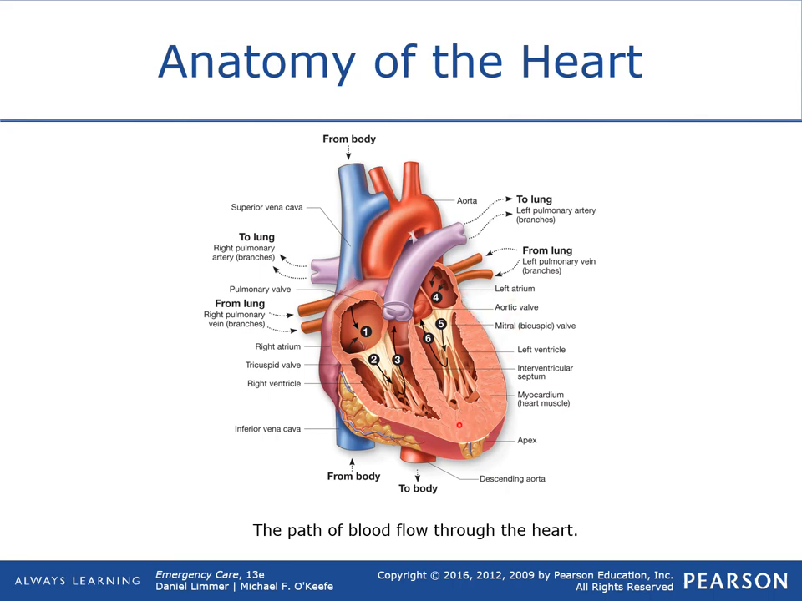So from your left ventricle, it then shoots through your aortic valve, which is this guy right here, and into your aorta. Your aorta is the major blood vessel that comes out of the heart. Another thing just to point out is the bottom crest right here. It's called the apex of your heart.